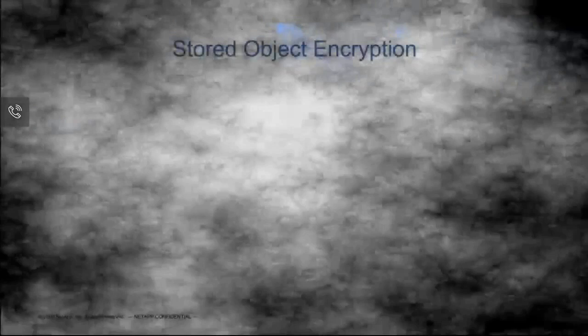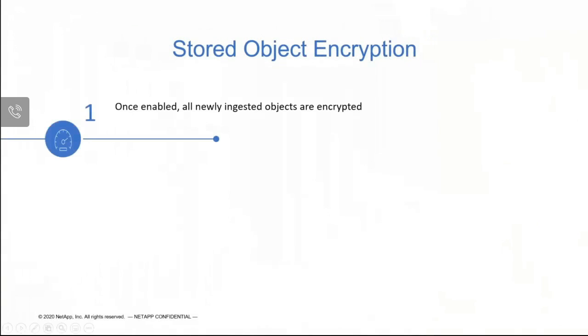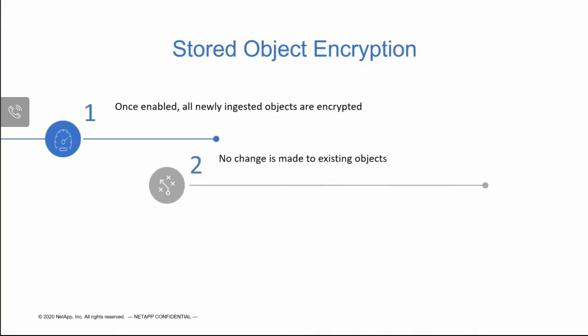All right, this slide will go over the workflow when enabling or disabling stored object encryption. First, once enabled, all newly ingested objects are encrypted. What that means is no change is actually made to the existing objects on disk. So if you did not encrypt, you've ingested one year of data, and you want to encrypt that data, you will have to re-ingest that data.